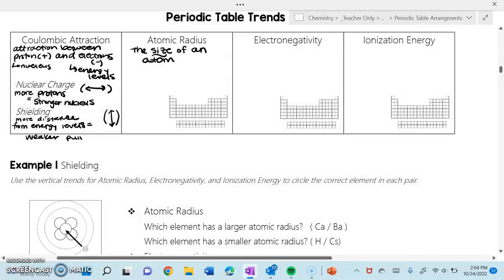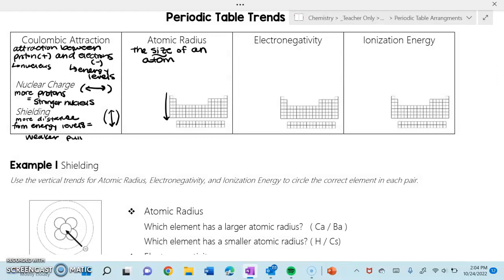As we move down, our shielding is going to cause our atom to get larger. The atomic radius will increase. That means our largest atom on the periodic table vertically would be in the 7th period. So in the first group, that would be francium.